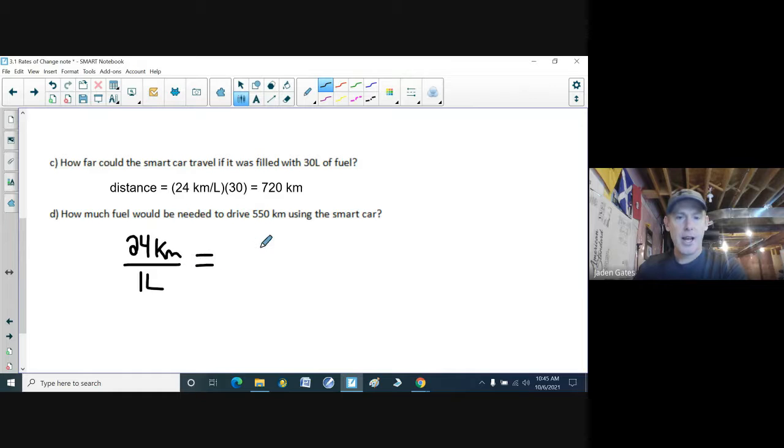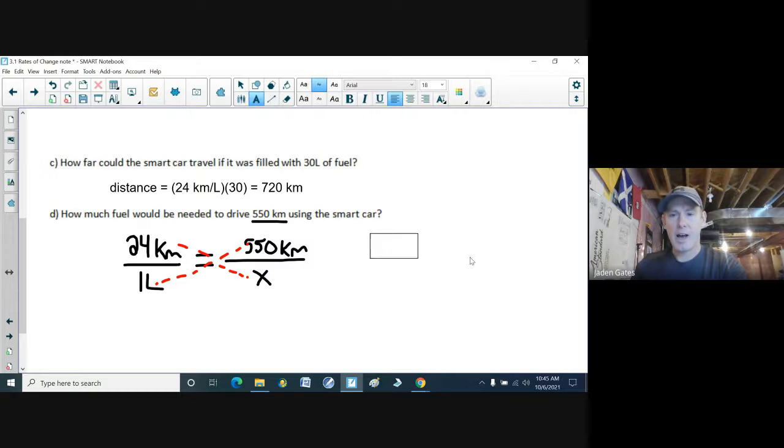Equals. Now, I'm going to have a rate equaling a rate here, just like we did with using unit rates. The distance we have is 550 kilometers. I'm going to put that on the top because kilometers is on the top. On the bottom, we want to know how much gas. And guess what we got? Fraction equaling a fraction again. So we cross multiply.